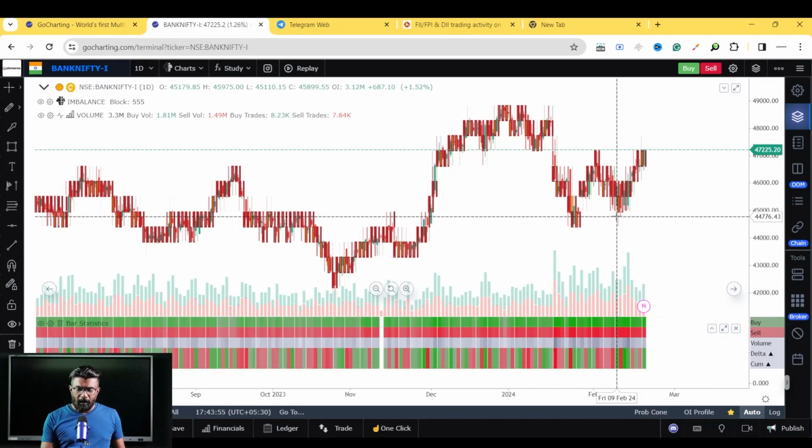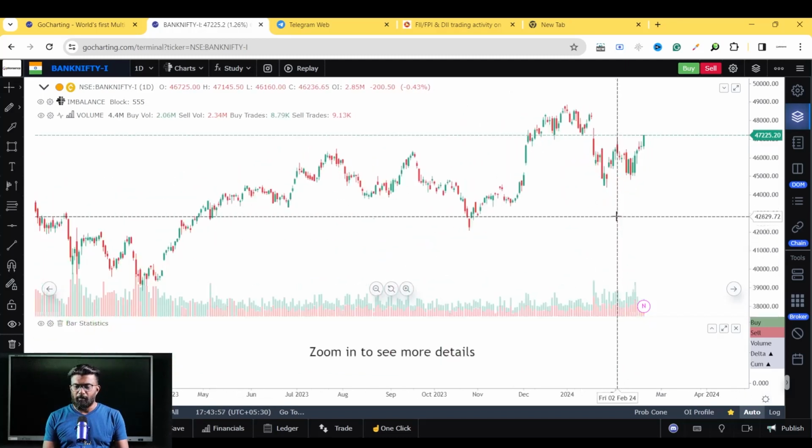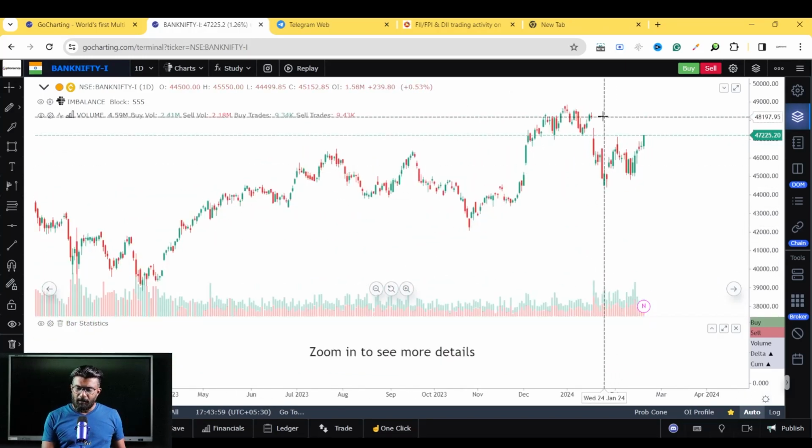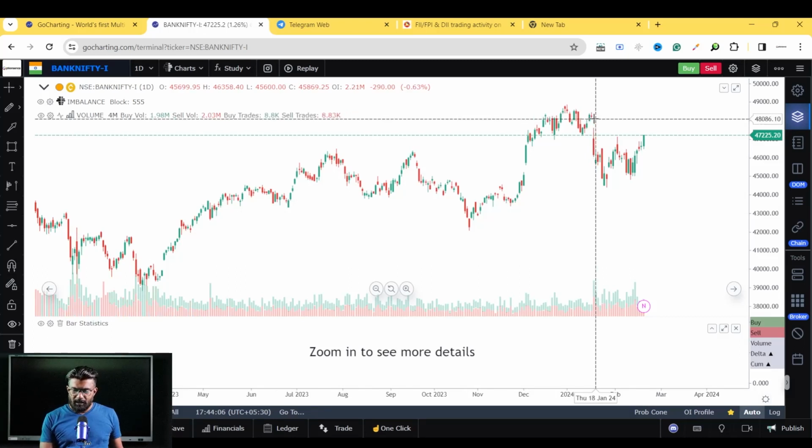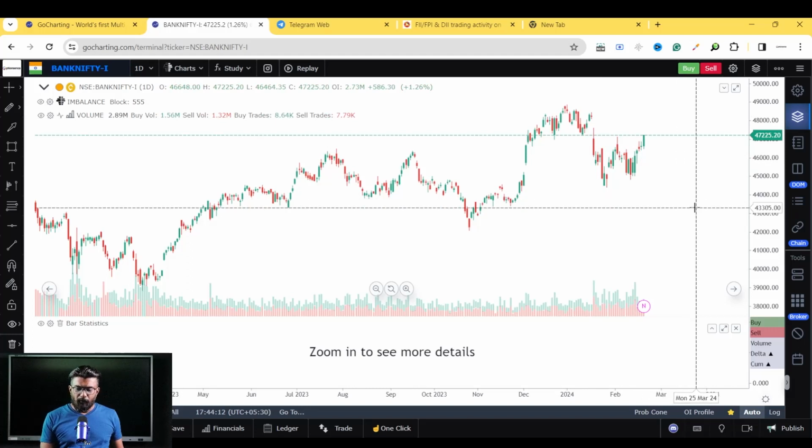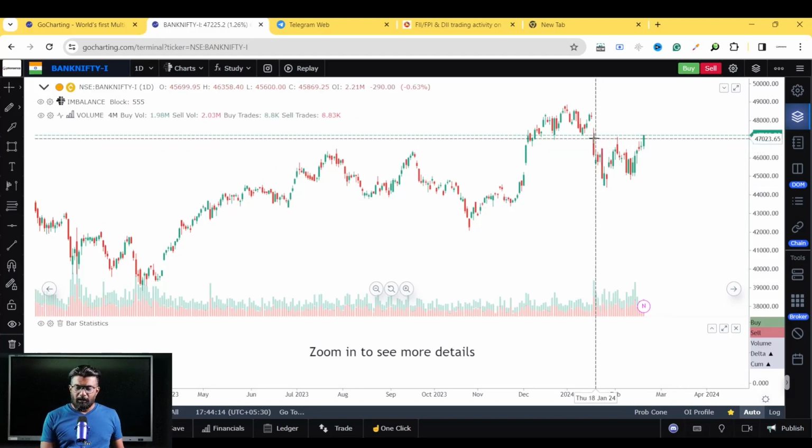Now if we are going on the higher side, I'm talking about Bank Nifty, there was a gap down on, if you see this chart, 16th of January. On 17th of January, I believe, Bank Nifty opened at 47,000, exactly at 47,000, and its high was around, let's say, 47,600. Then we know what happened. Eventually it closed at 46,159.